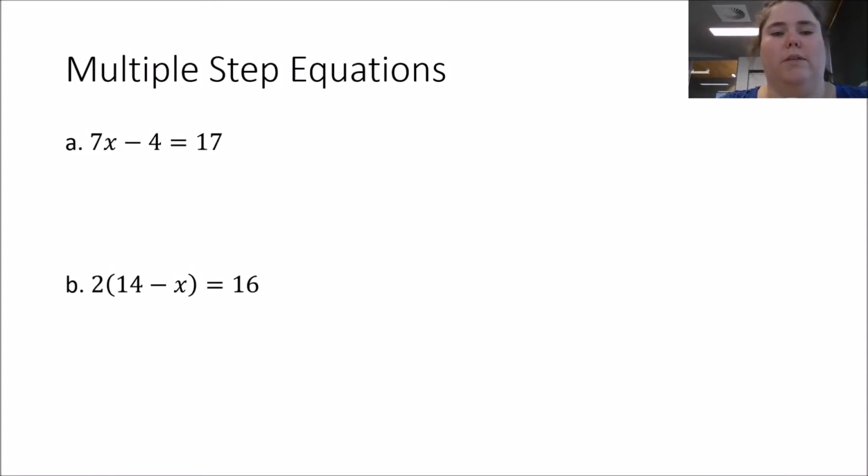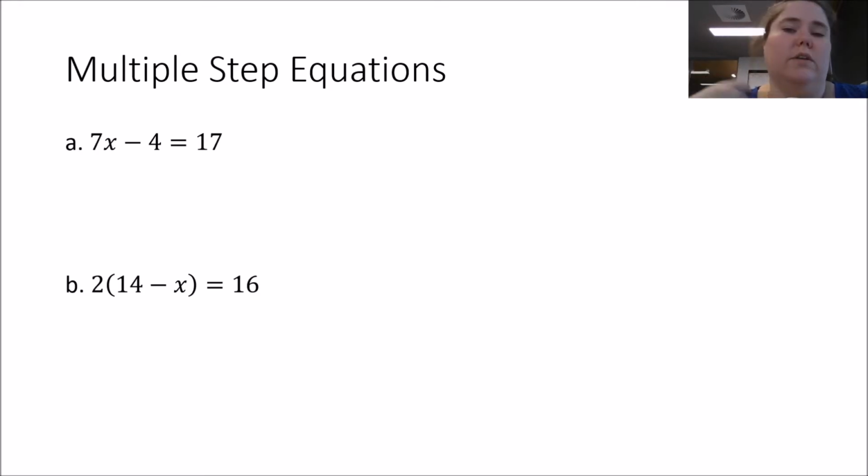Okay, multiple step equations. So here, we're not just doing one thing, we have to do more than one thing. It can be timesing, dividing, adding, subtracting, expanding brackets, dealing with fractions, all sorts of things. But we want to be able to deal with it. So here, we have 7x minus 4 equals 17.